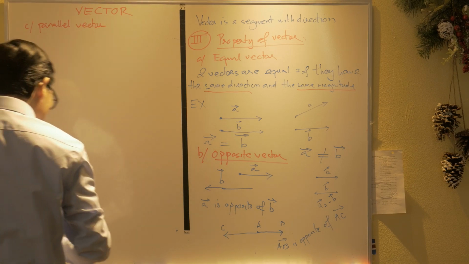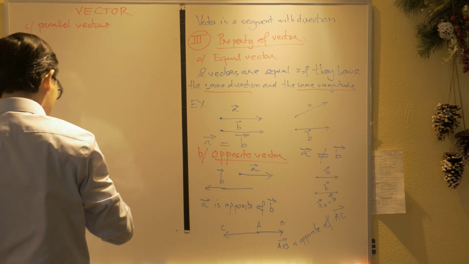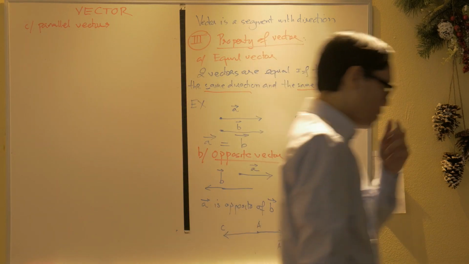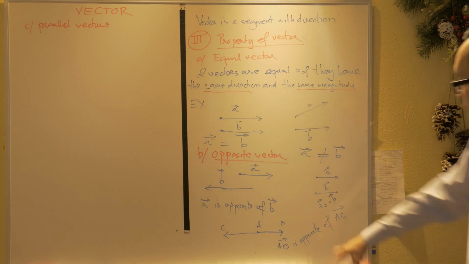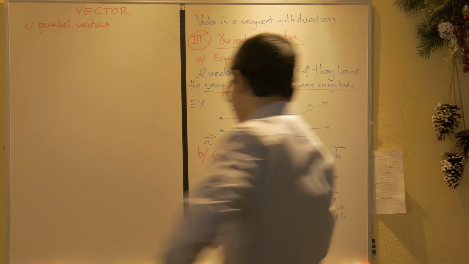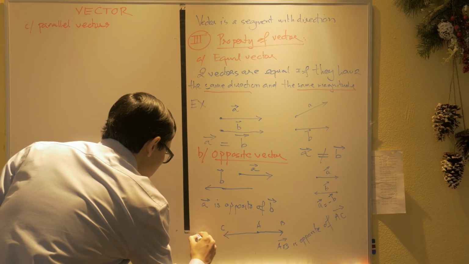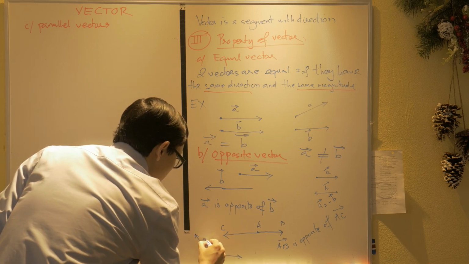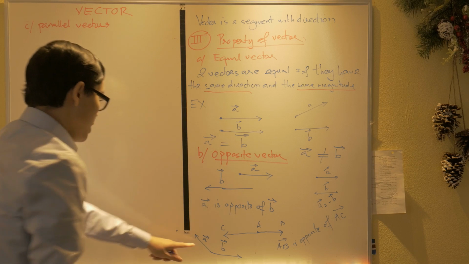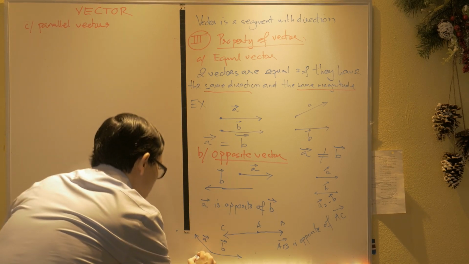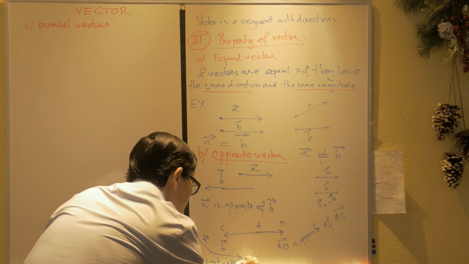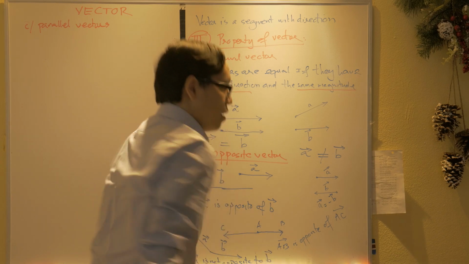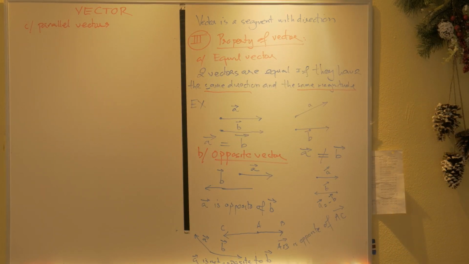Under what condition are two vectors parallel to each other? We need to know. We need to investigate that. Let me give you an example of when they are not opposite to each other. So what if I have a vector like this, and another vector like this. So A and B are not opposite to each other. A is not opposite to B.